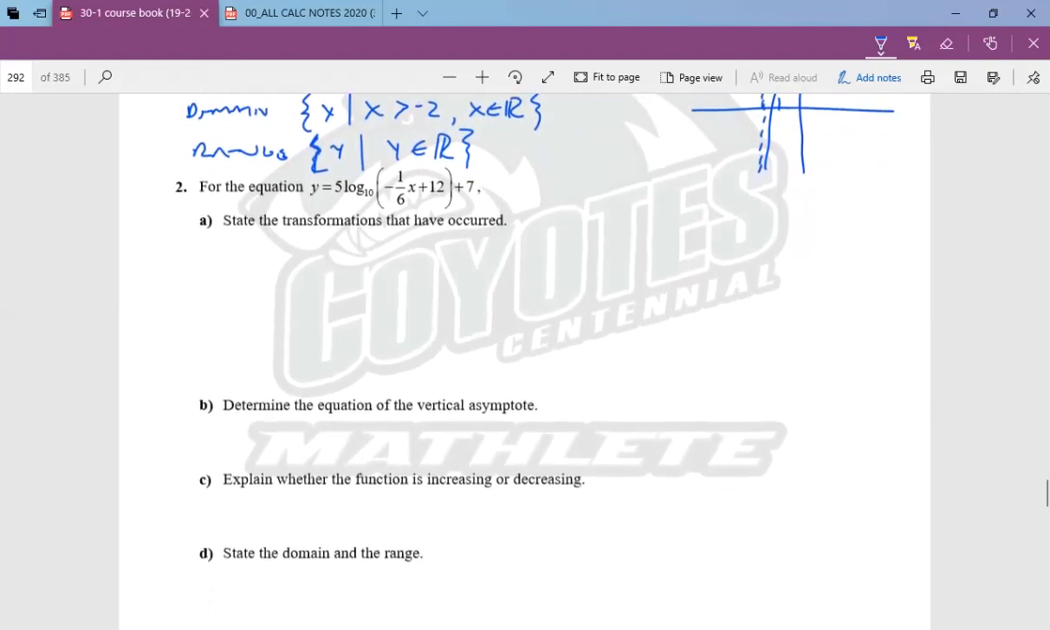All right, so for number 2, it's kind of the same thing. So maybe hit pause for a minute and see if you can do this all on your own. I'm sure you can. So I'll see you back here in a moment.